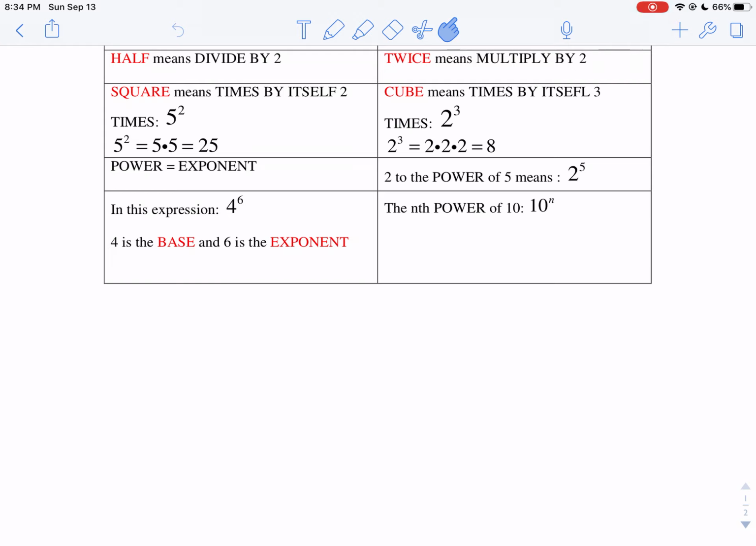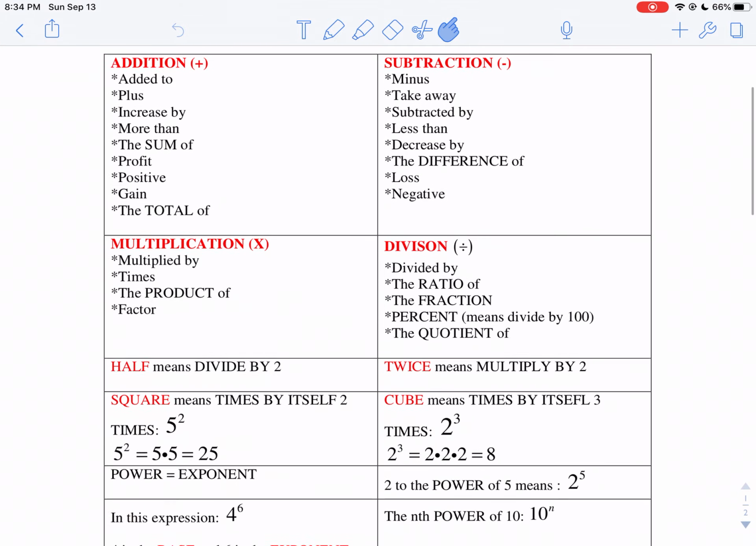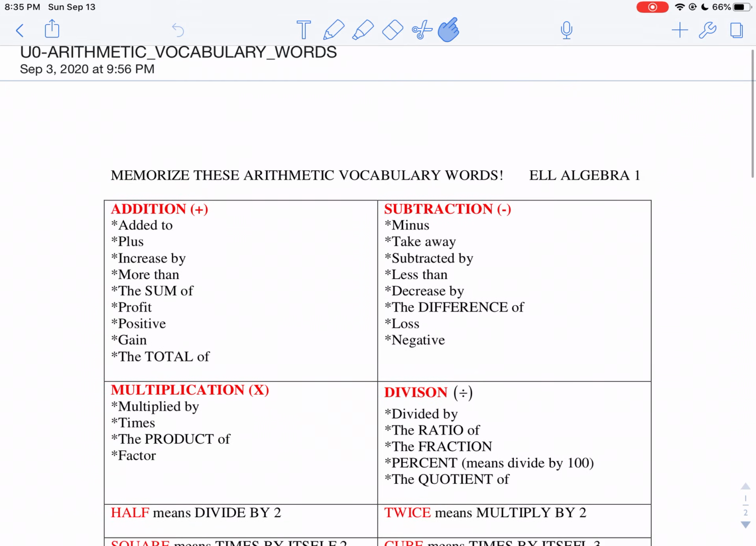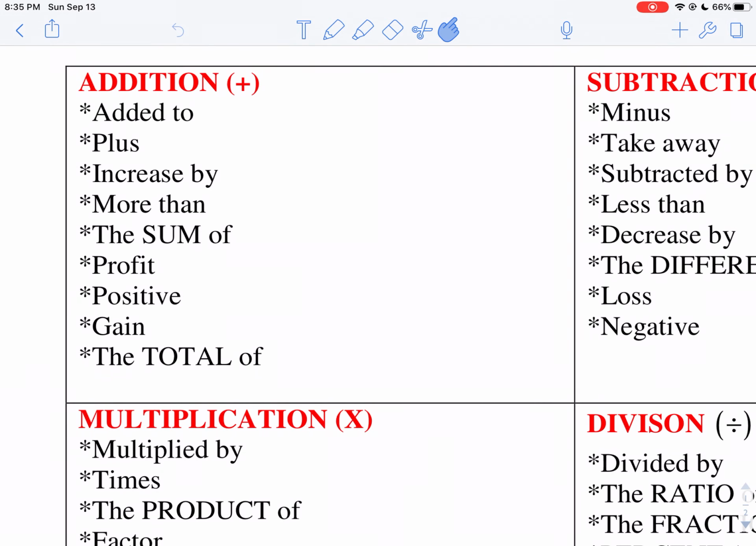Okay, so right here I have downloaded the vocabulary worksheet that is on Schoology. This is in unit 2, so you should do the same thing too. Download this. Okay, so all of the words that mean addition, and this is not all of it, but this is the most of the ones that you will see.